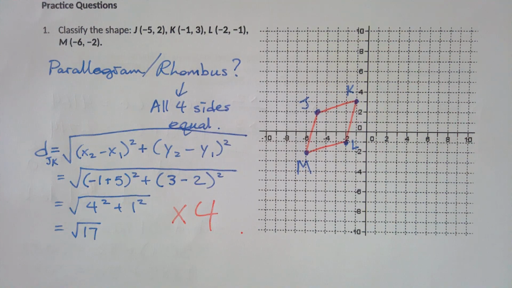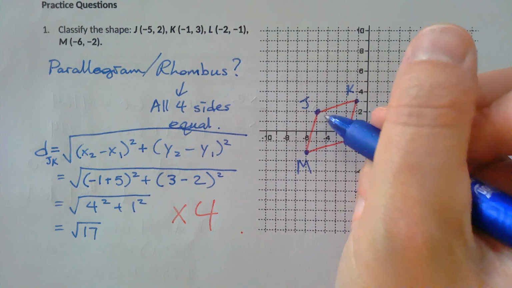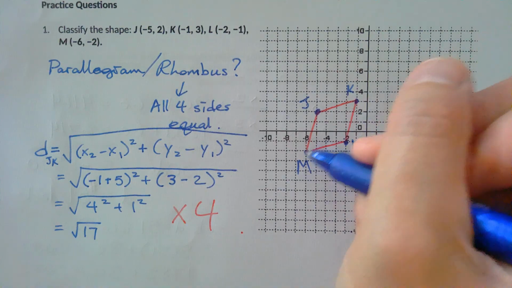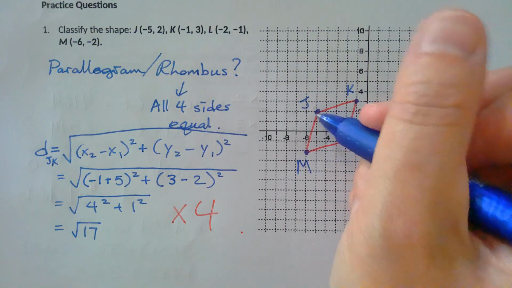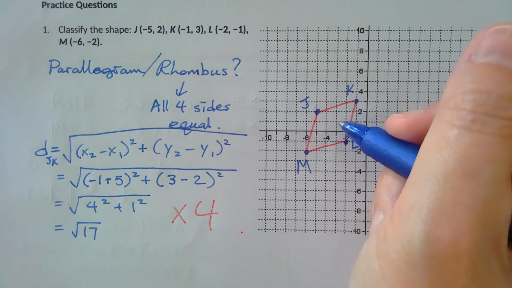Yes. There are a couple of things you could do. This would be the shortest way: finding if the diagonals are perpendicular bisectors.